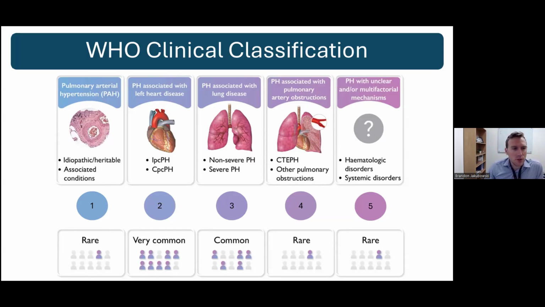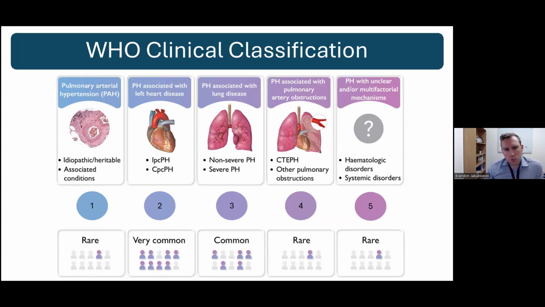And within each of these groups, you can see group 2 is a very common disease and group 3 is less common, but compared to group 1, 4, and 5, these subcategories of pulmonary hypertension are far more rare, despite us having probably the largest evidence base for how to treat them in particular.